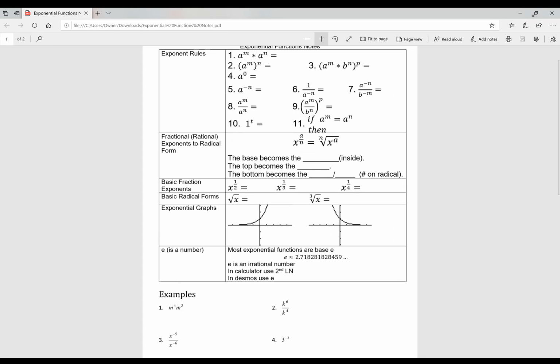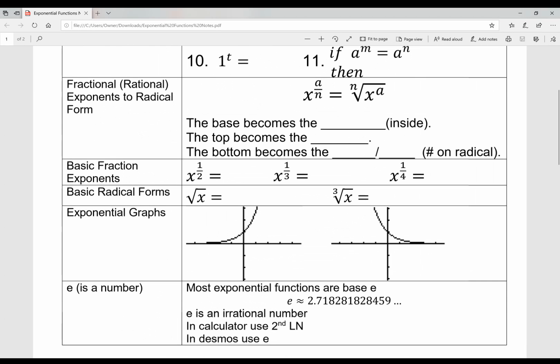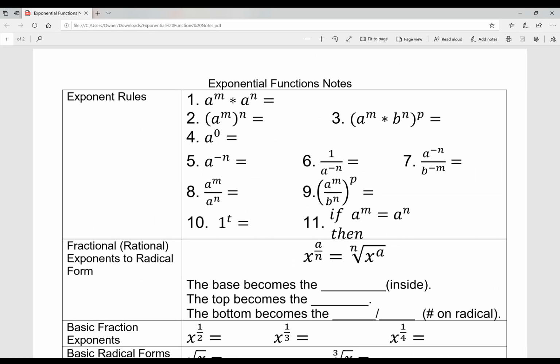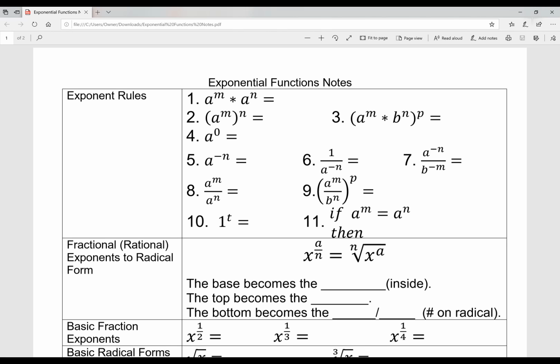All right, so today we're going to talk about exponential functions. And we're going to review your exponent rules. So these rules you got in Math 1. You went over them in Math 2. We're going to add a couple of things for this unit.